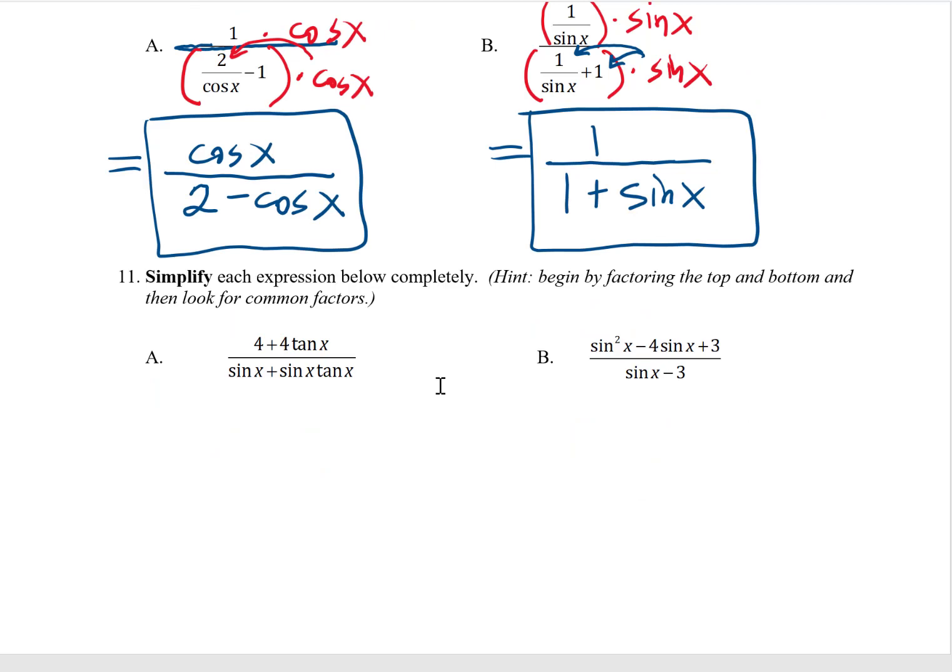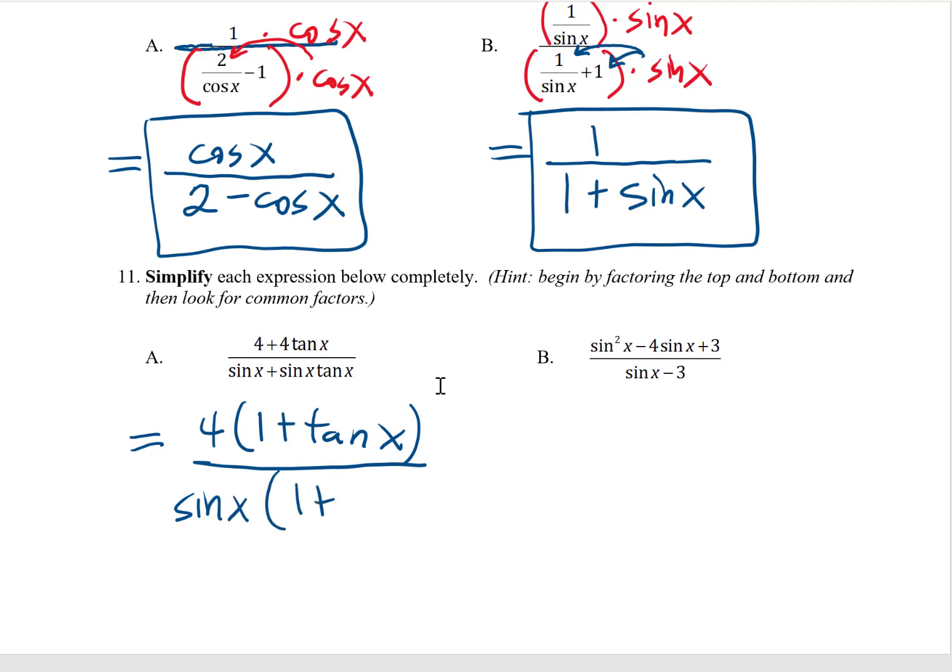In problem 11, we want to simplify each expression. We'll start by factoring the top and bottom and then seeing if we have any common factors. So when I look at part A, on the top I see that I have a GCF I can pull out. So let me go ahead and do that. On the bottom, do I also have a GCF? Yes, I do. I have a sine x that I can pull out to the front, leaving me with 1 plus tangent x.